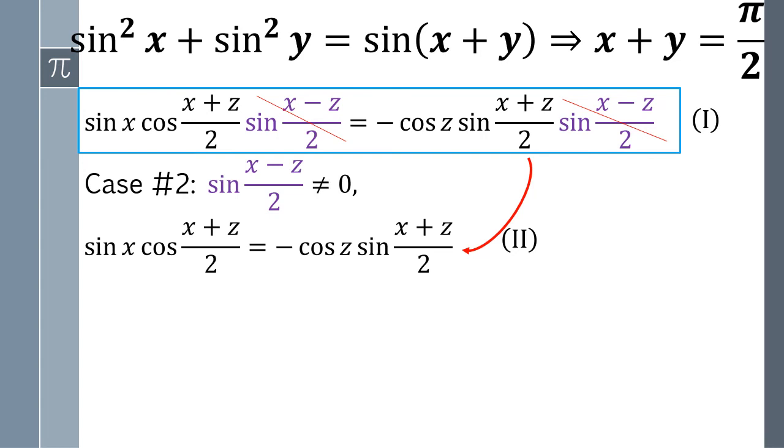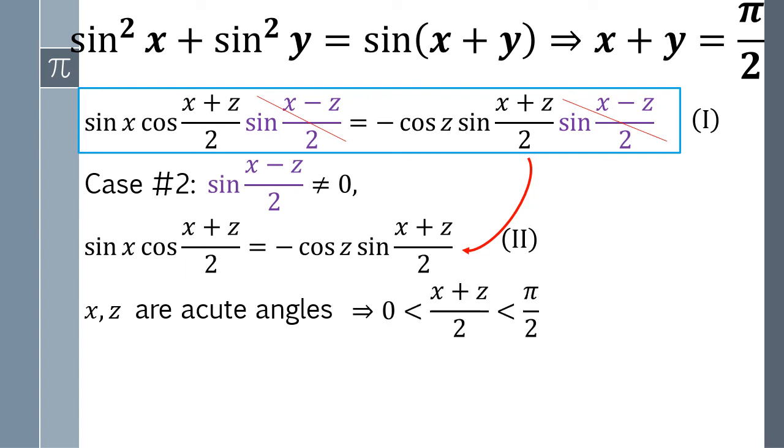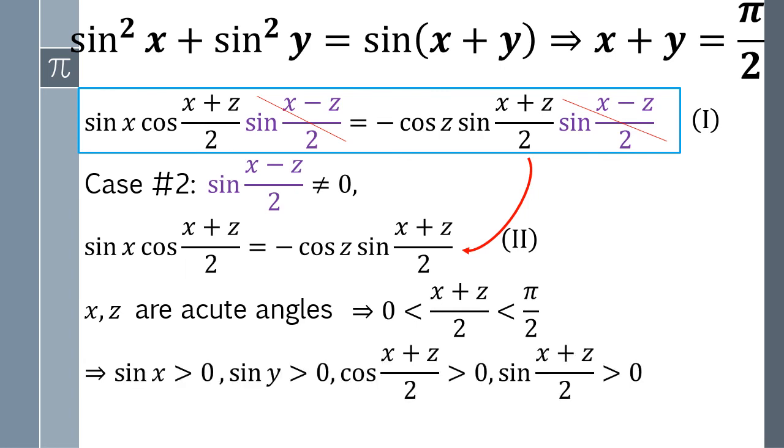Because since x and z are both acute angles, that means sine x is larger than 0 and cosine z is also larger than 0. And on the other side, the average of x and z, (x plus z) over 2, of course, is also an acute angle. That means cosine((x plus z) over 2) is also larger than 0, and sine((x plus z) over 2) is larger than 0 too. That means in this equation, all four terms are positive.